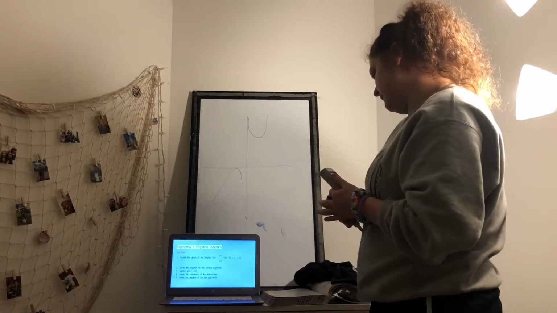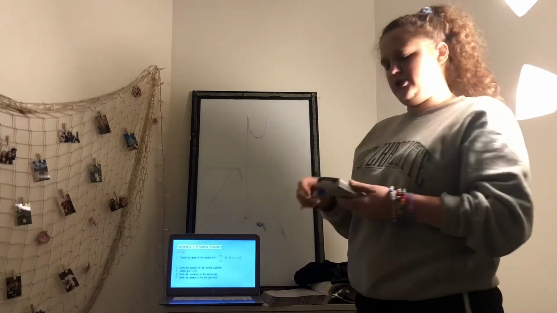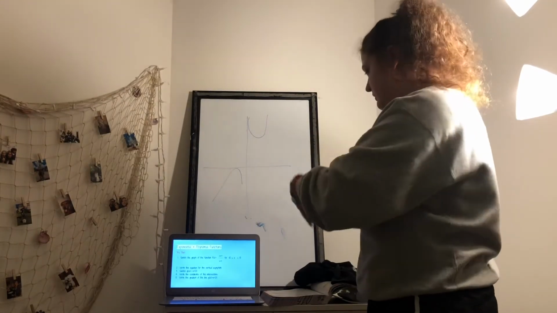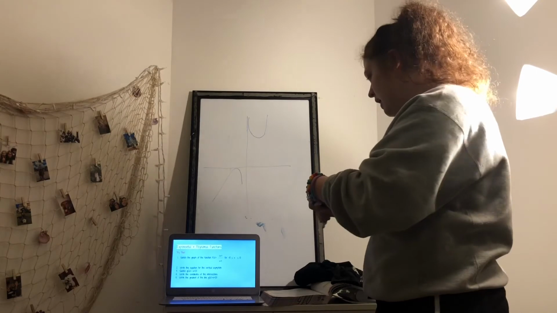And then write down the equation of the vertical asymptote. So that is just your x equals c. So the answer to that would be x equals negative 4.